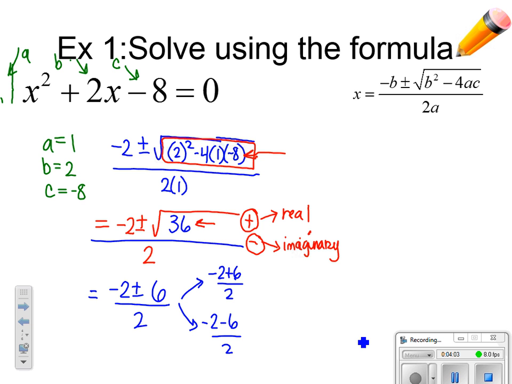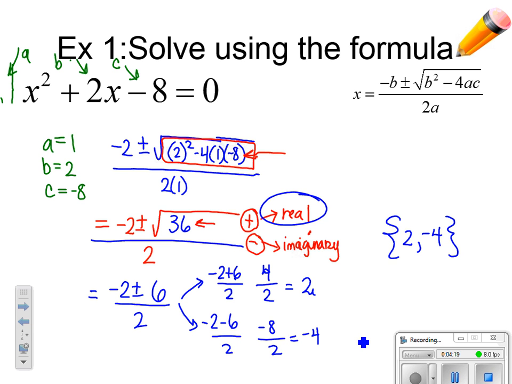Negative 2 plus 6 is 4. 4 divided by 2 is 2, so one answer is 2. And negative 2 minus 6 is negative 8, divided by 2, and that is negative 4. The other answer is negative 4. Do you see any i's in there? Nope. So they were real solutions. So that discriminant's kind of nice. It kind of keeps us in check of what kind of solutions we're going to have.